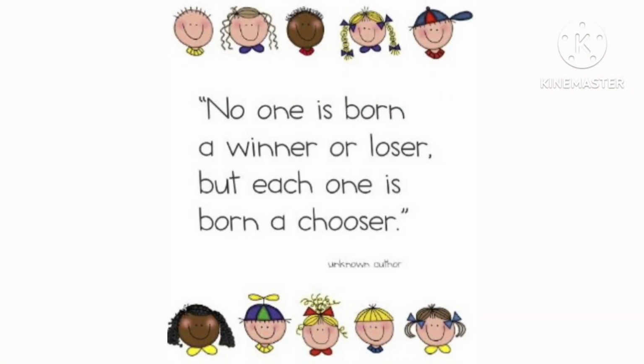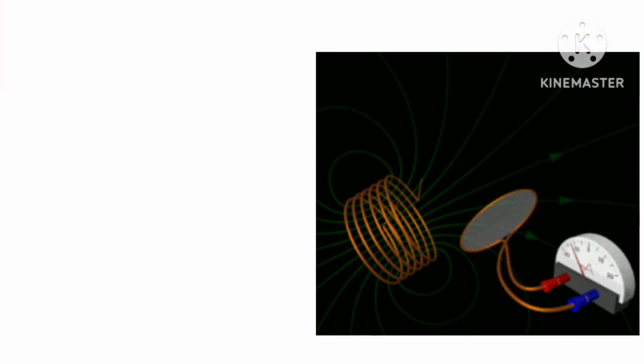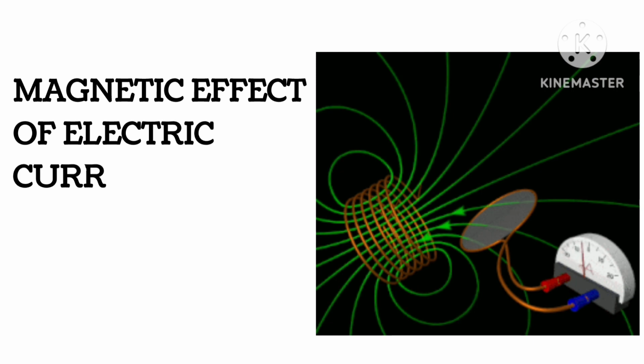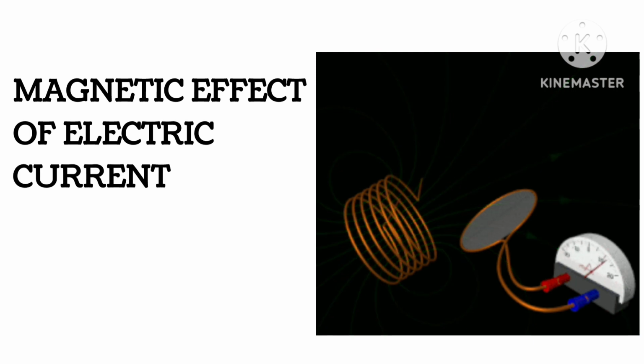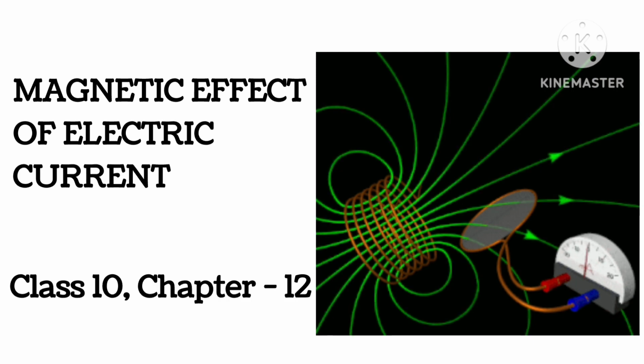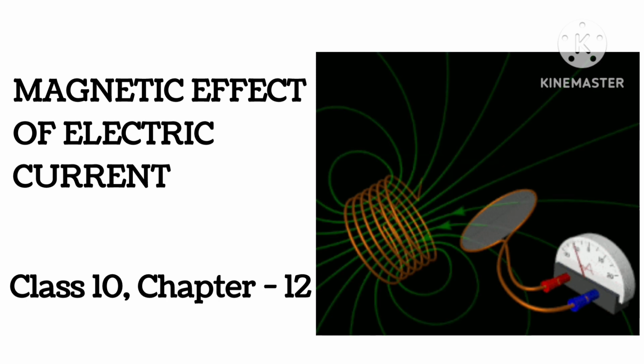No one is born a winner or loser, but each one is born a chooser. Today's topic is magnetic effect of electric current. Class 10, Chapter 12.